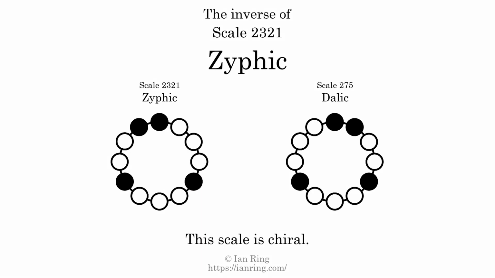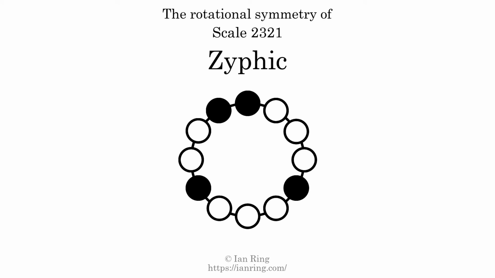The inverse of a scale is a mirror image. It is what you get when the sequence of intervals is reversed. The inverse of this scale is scale 275, also known as Dalic. This scale is chiral. It cannot transform into its inverse by rotational transformation. This scale has no rotational symmetry.